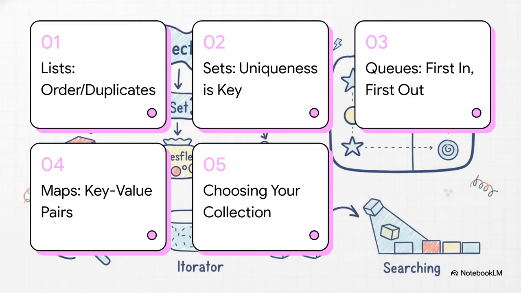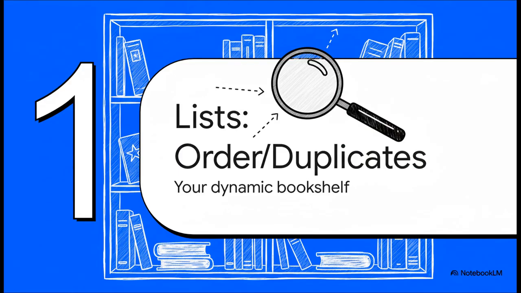We'll kick things off with the super versatile list. Then we'll explore the unique world of sets. After that, we'll see how queues keep everything in line, and finally, we'll unlock the power of maps. By the end of this, you'll know exactly which tool to grab for pretty much any data job you have. Let's jump in. First up, lists.